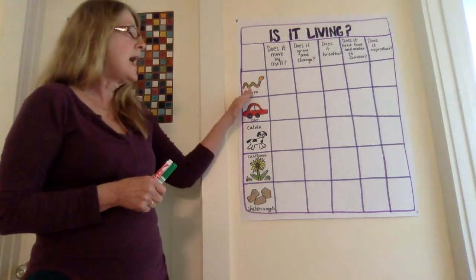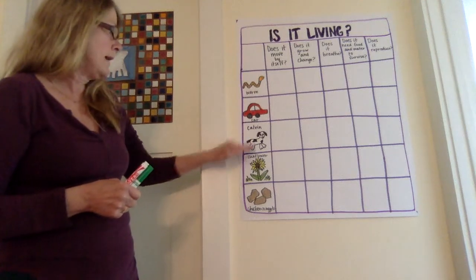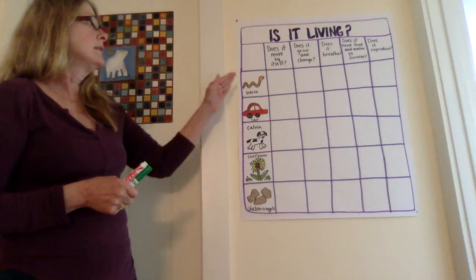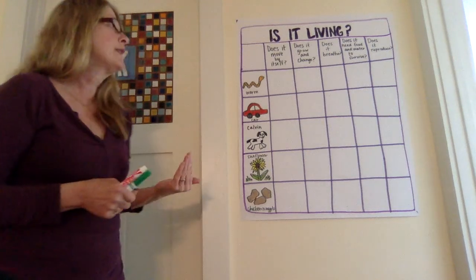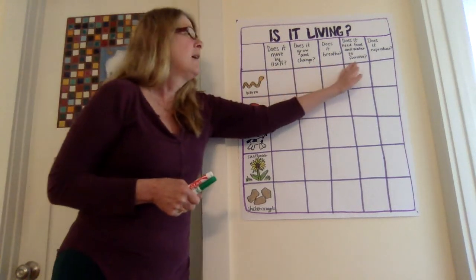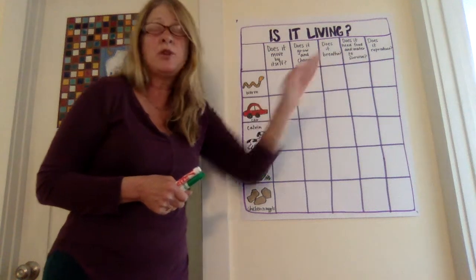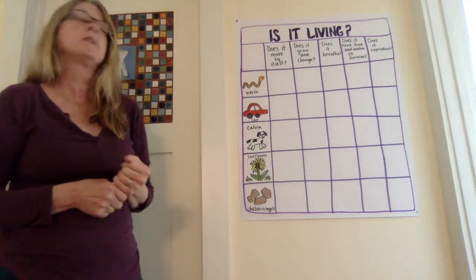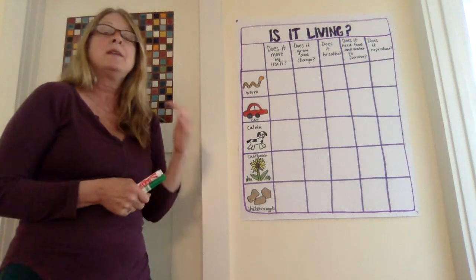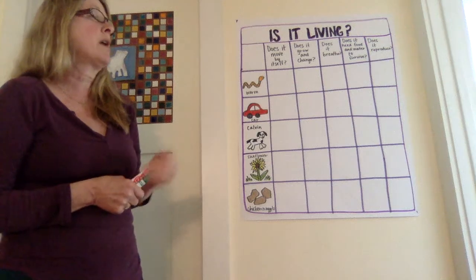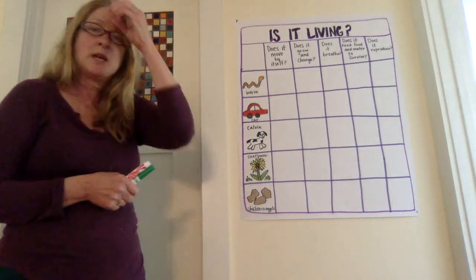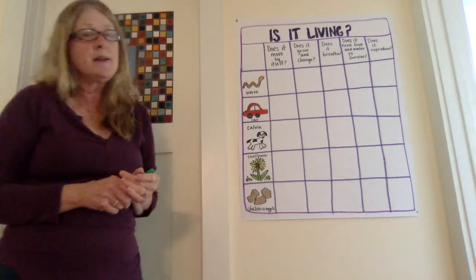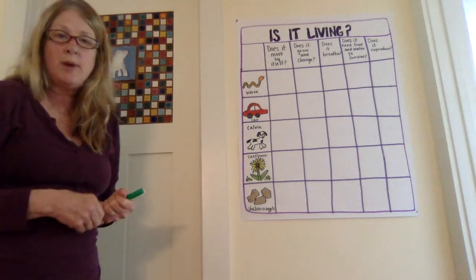So we're going to test 5 different objects. And in order for it to be a living thing, it has to be yes in each of these things. Yes, it does move by itself. Yes, it does grow and change. Yes, it does breathe. Yes, it does need food and water. And yes, it does reproduce. If it's no in any one area, then that is not a living thing. So are you ready to get started?